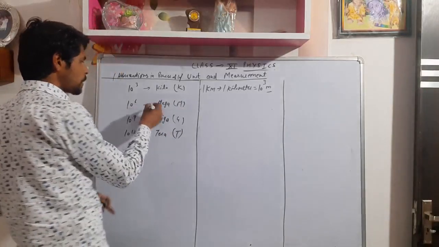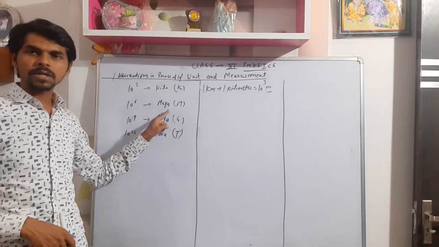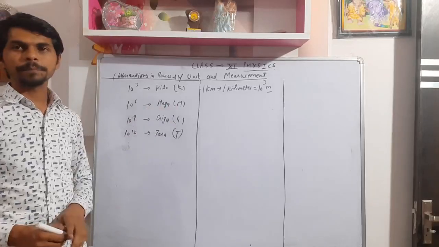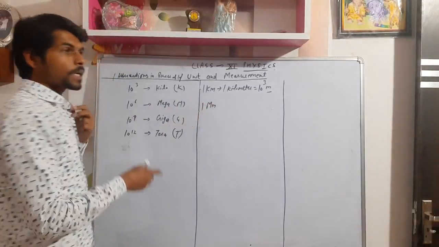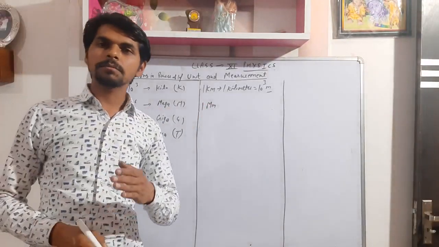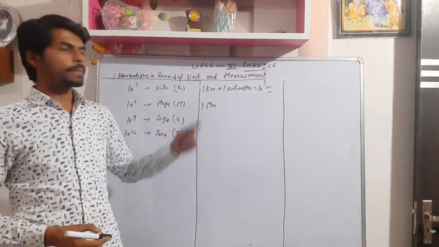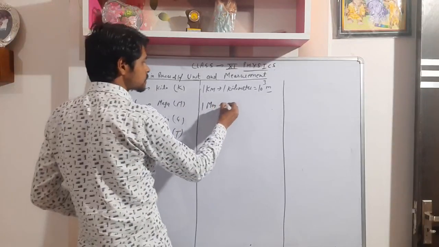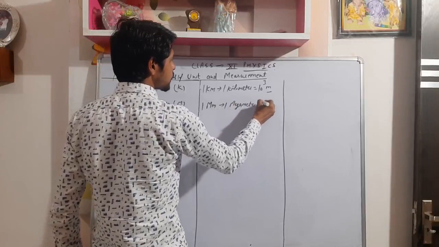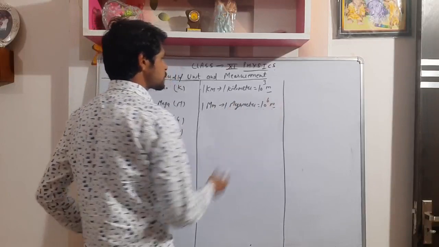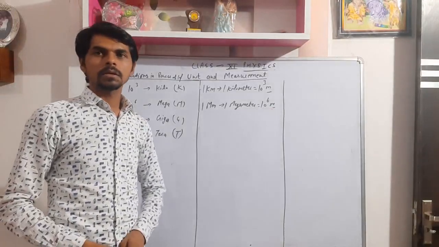10 to the power 6 is called mega, and capital M is the symbol. If 10 to the power 6 is given in positive, that is called mega. So if 1 Mm is written, this is not milli. The symbol of milli is small m and the symbol of mega is capital M. So this is 1 megameter, which is 10 to the power 6 meter.